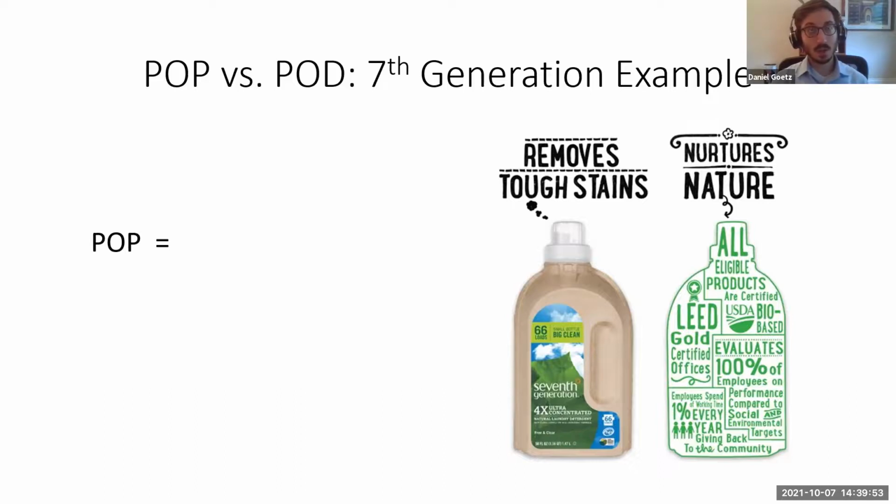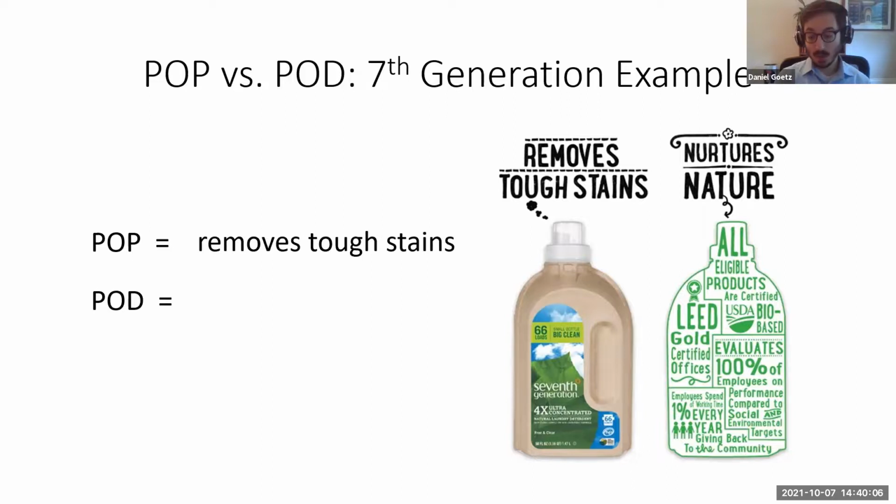So it's competing against other detergents. So what do we expect a detergent to do? Exactly, remove stains. It should make your clothes clean at the very least. And the point of difference then, it's eco-friendly, right? It nurtures nature, it's better for the environment.